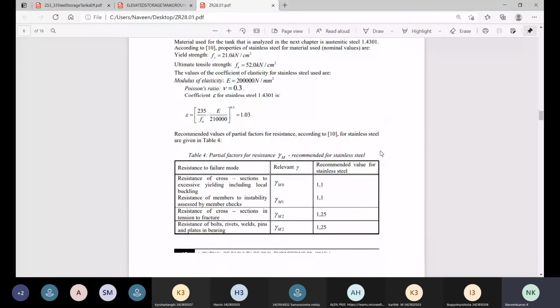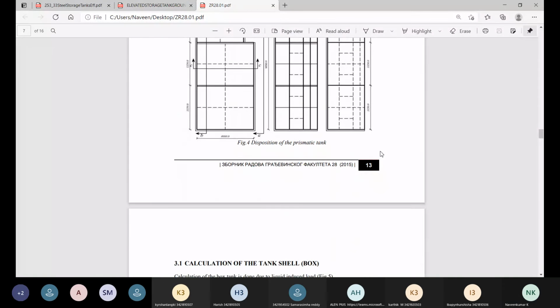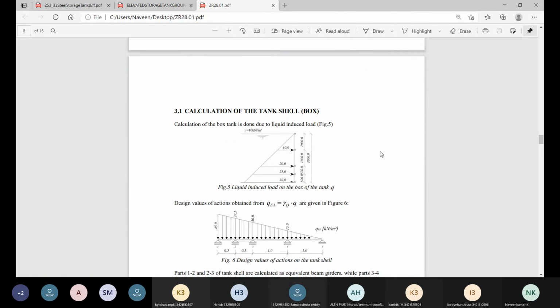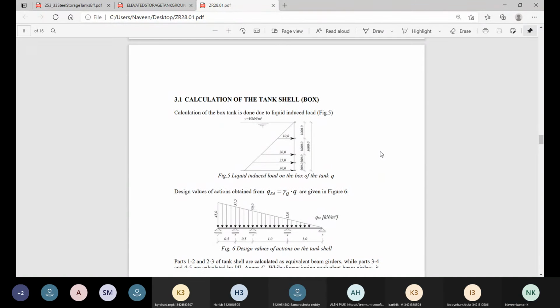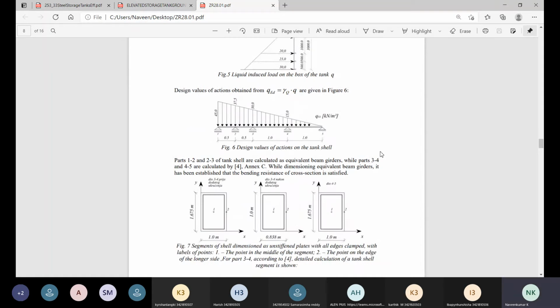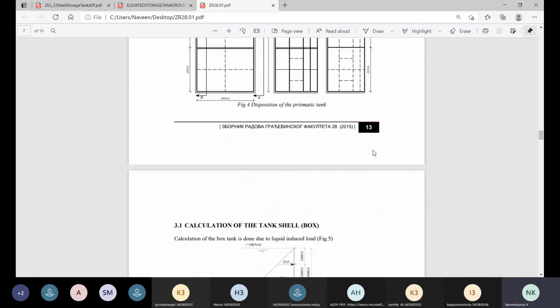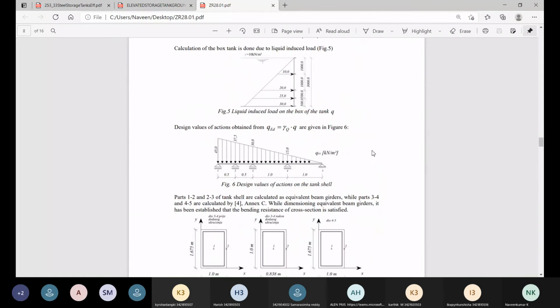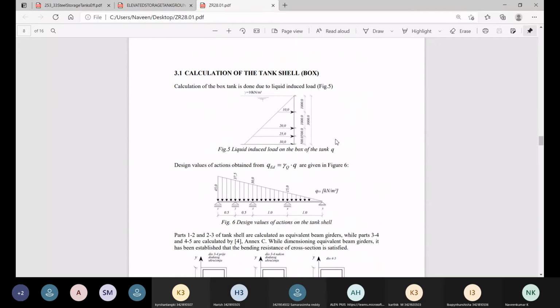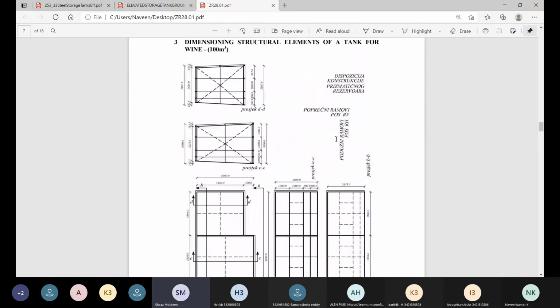Can you able to see the screen? Can you able to see the screen? Yes, sir.